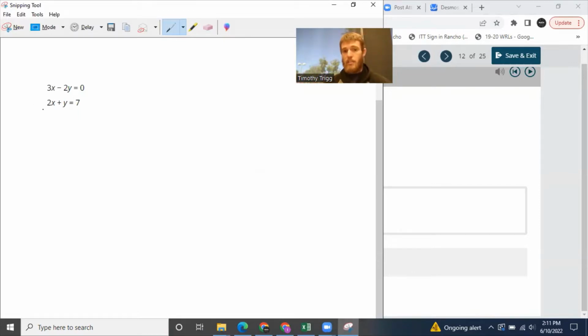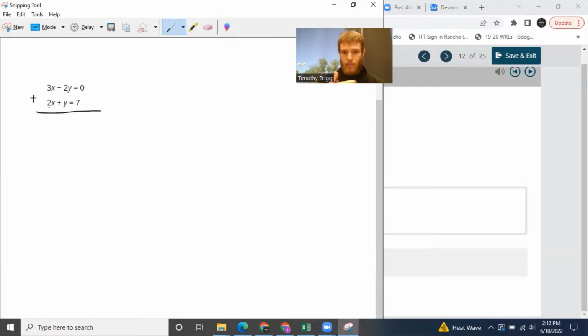As the name suggests, with the elimination method you want to eliminate one of your variables. You either want to eliminate your x's, get rid of your x's, or eliminate the y's. Sometimes it's easier to eliminate x, sometimes it's easier to eliminate y, sometimes it's not easy either way, or it's equally easy either way. So what I look for is, if I added these equations together right now, would my x's cancel? 3x plus 2x, would that eliminate? Well, no.